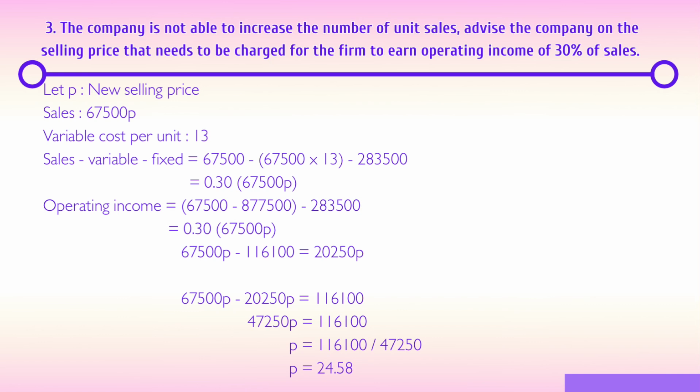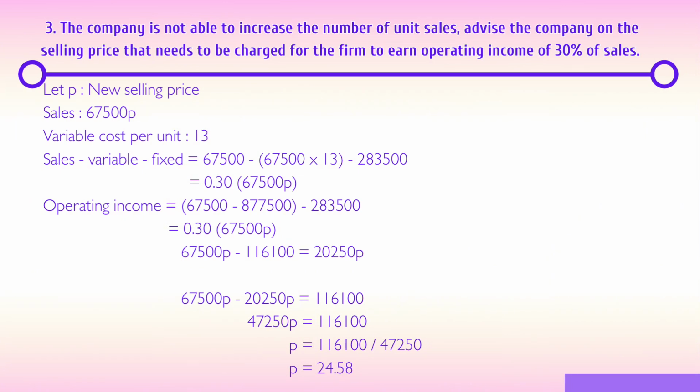So first, let P represent the new selling price per unit. Total sales will be 67,500 P, since the company sells 67,500 units. The variable cost per unit is 13 ringgit, so total variable cost is 67,500 multiplied by 13, which equals 877,500 ringgit. Fixed costs are 283,500 ringgit. Operating income is calculated as sales minus variable cost minus fixed cost.